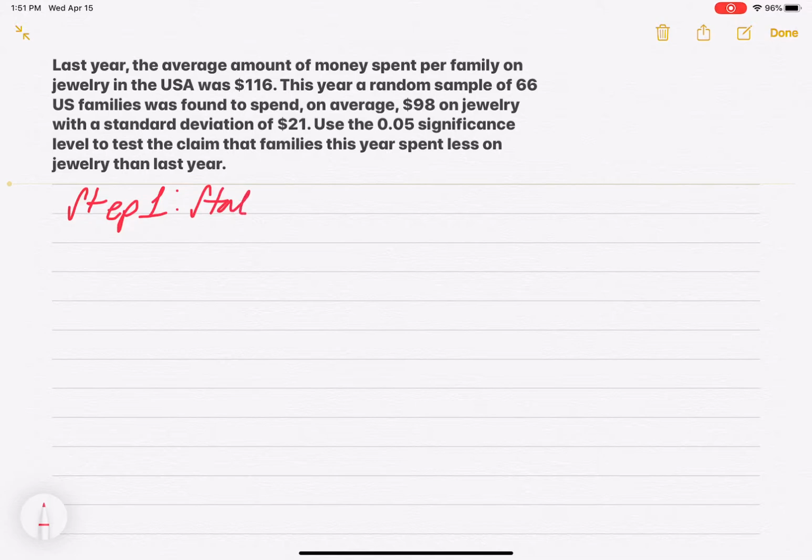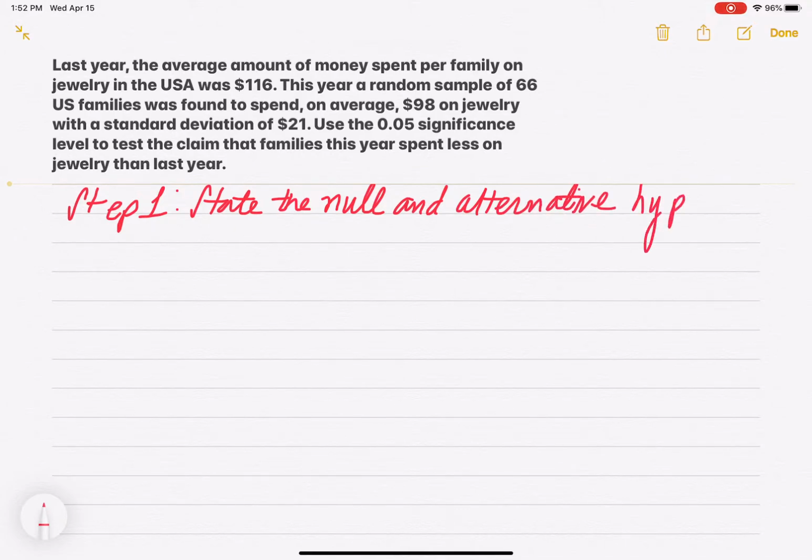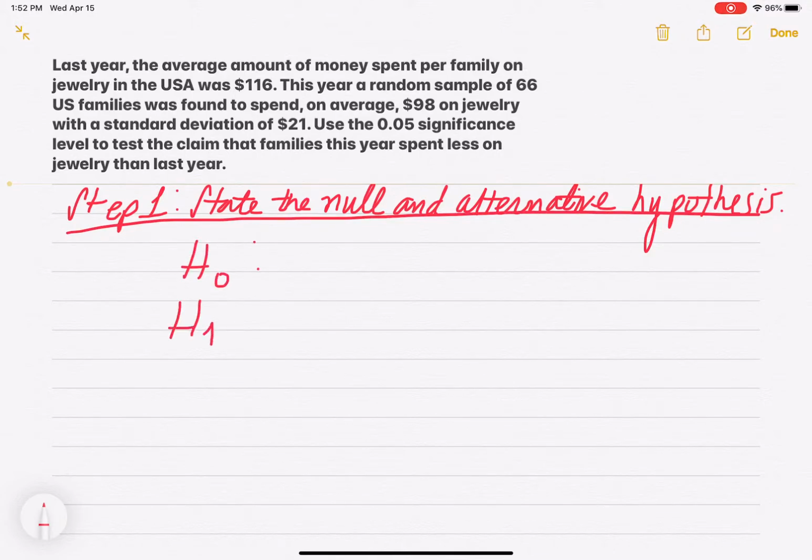We're going to state the null and alternative hypothesis. So the null hypothesis being H0 and the alternative hypothesis being H1. These are going to be about population averages, mu.